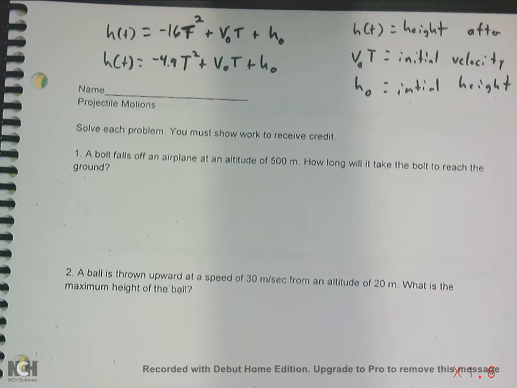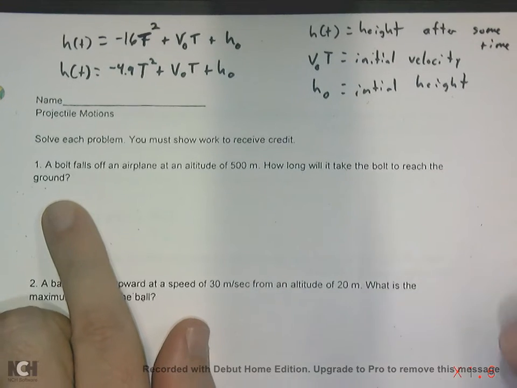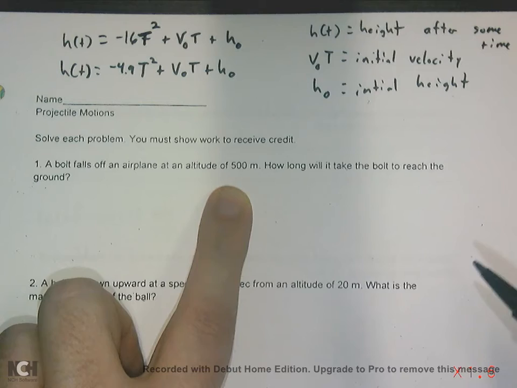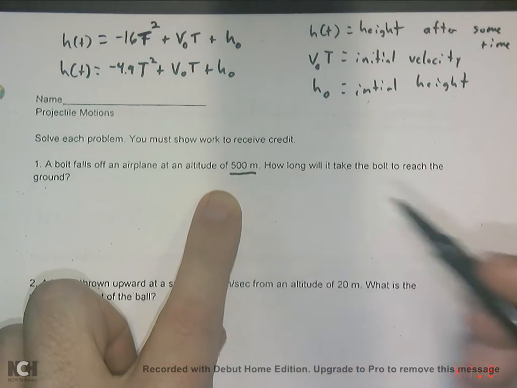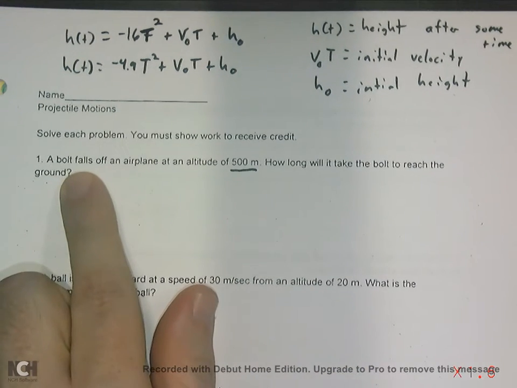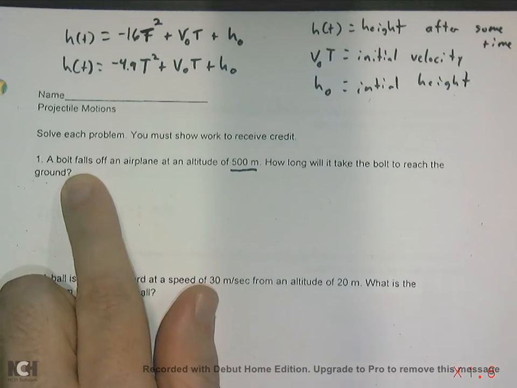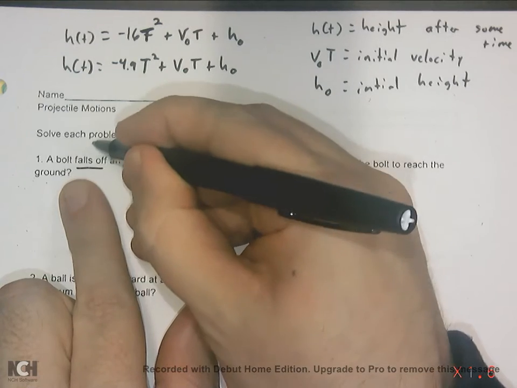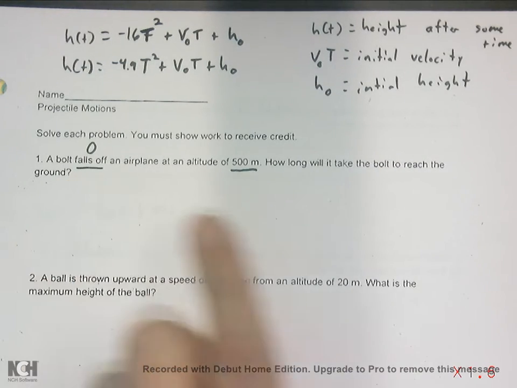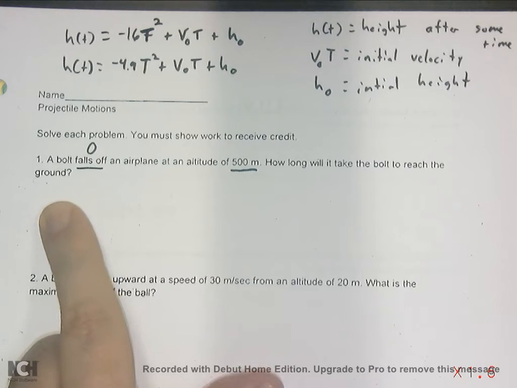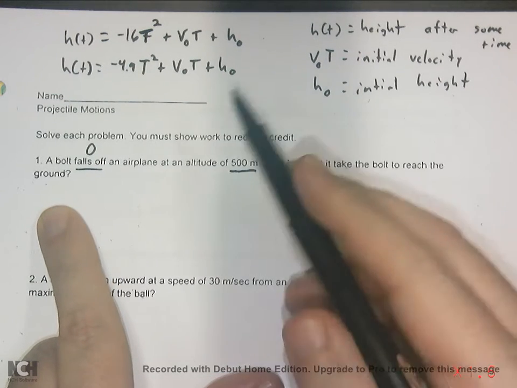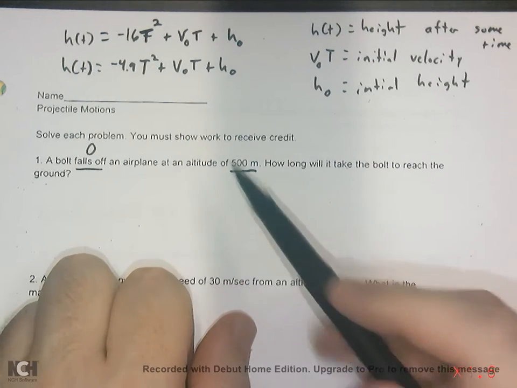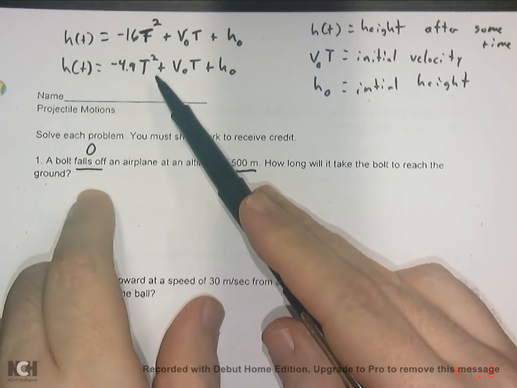So let's look at an example. This first one says a bolt falls off a plane at an altitude of 500 meters. So an initial height of 500 meters. If it falls off, its initial velocity would just be 0, right? It's just falling off a plane. So initial velocity is going to be just 0. Okay? How long will it take the bolt to reach the ground? So I want to see how long it will take, in seconds, for it to hit the ground.